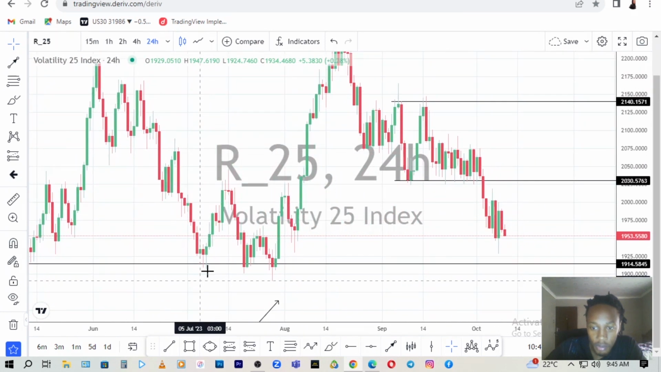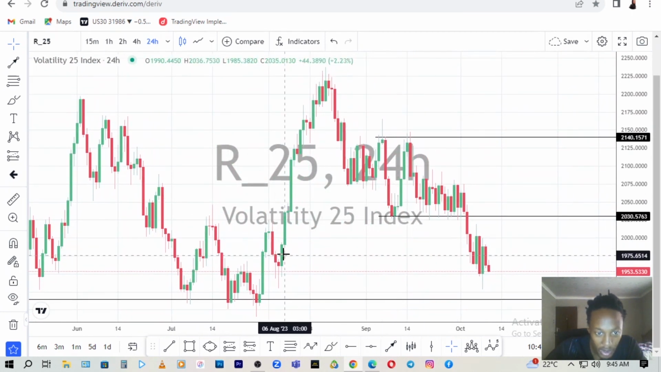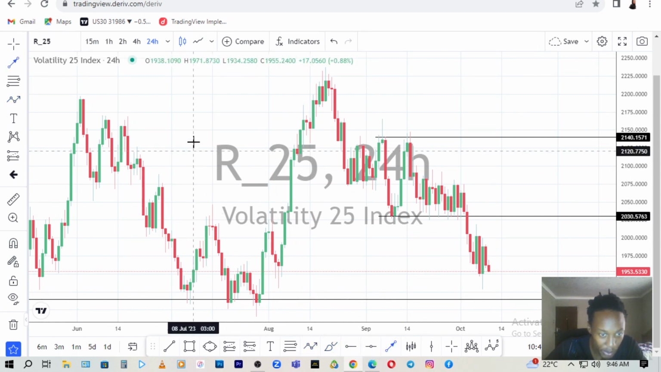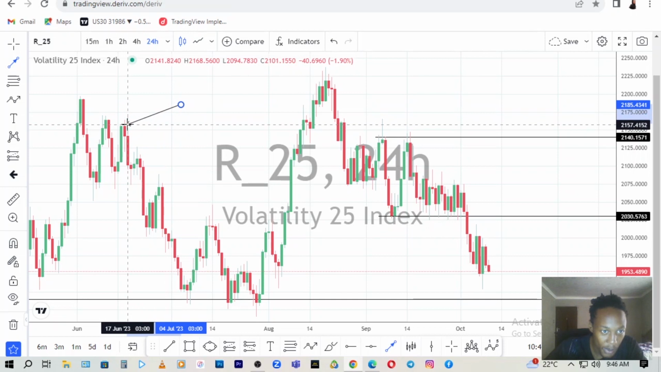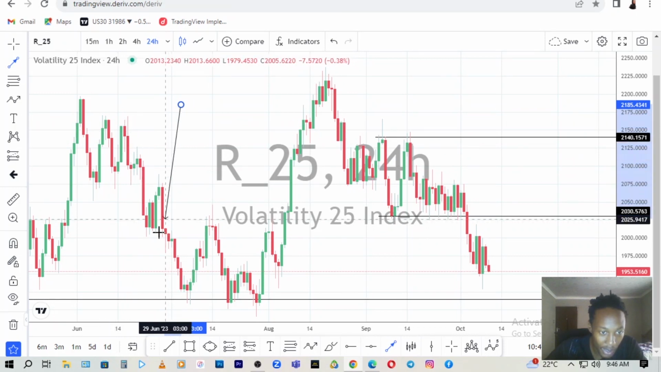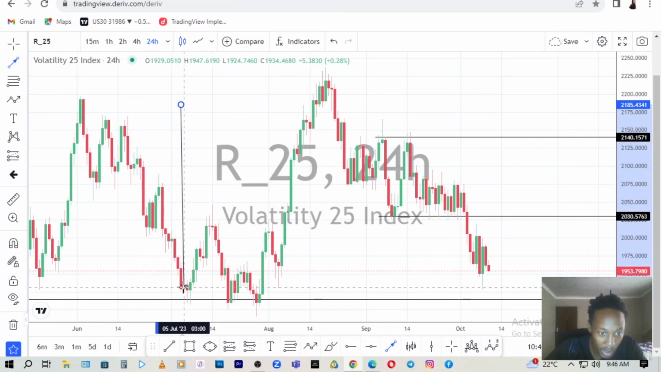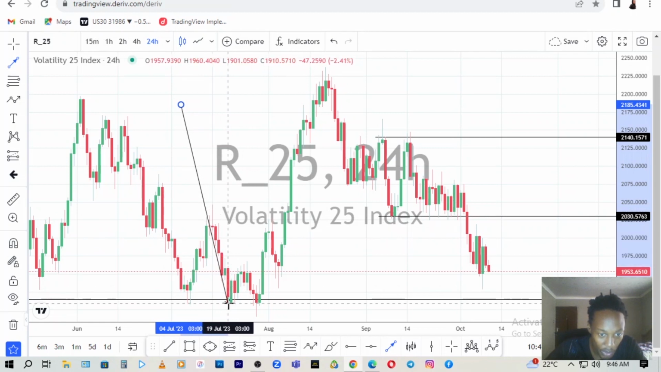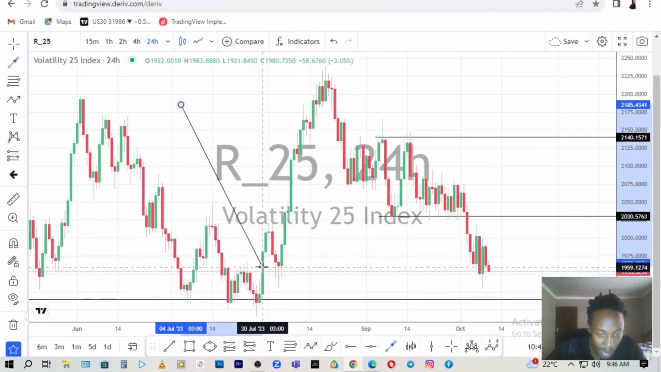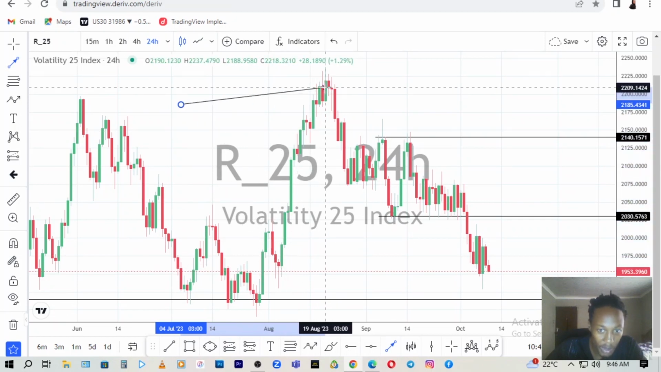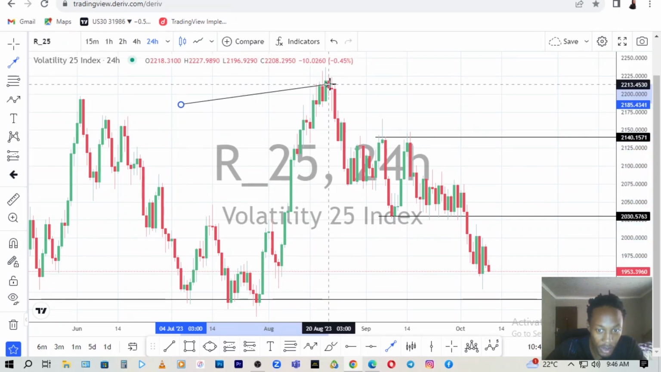Then we went up, right? We went up. Let me use this one. Remember we had this lower high, lower low, lower high, lower low, lower high, lower low, lower high, lower low. The minute we broke this structure over here, we knew that we were coming to this level over here.